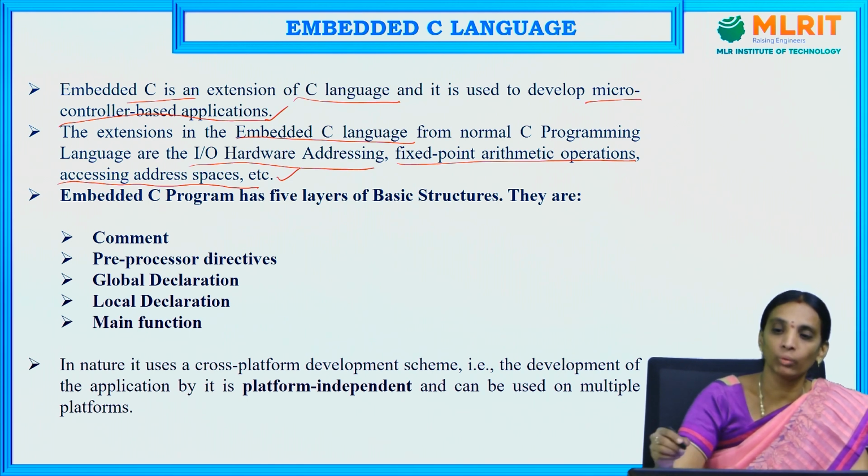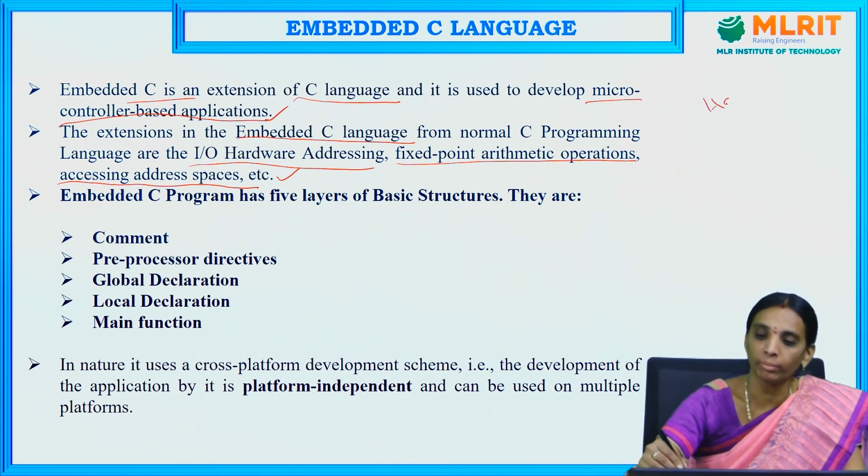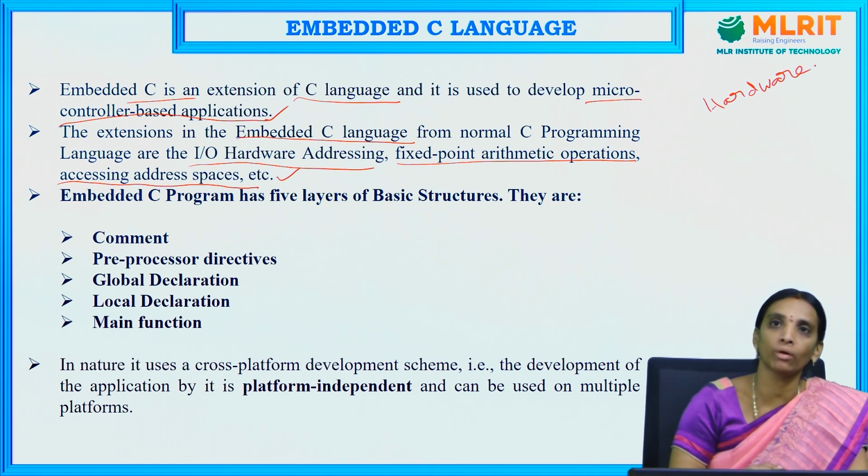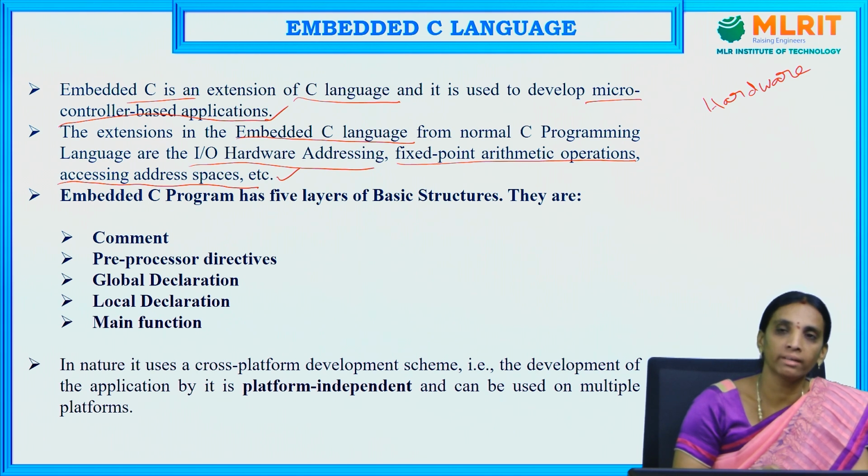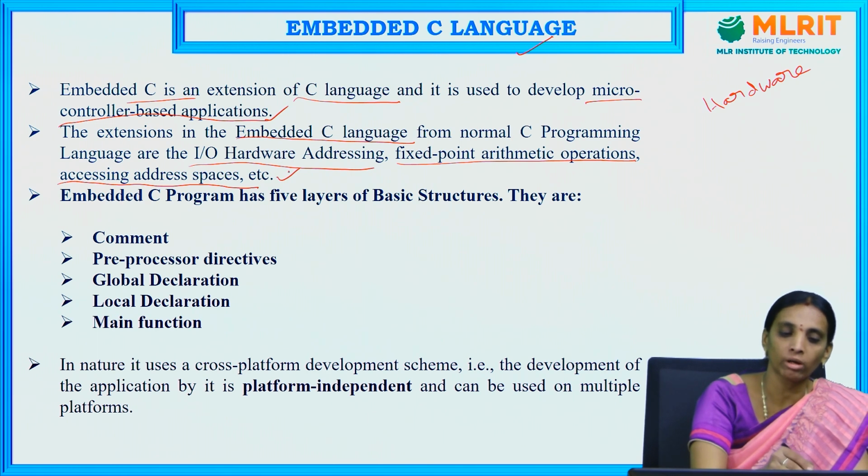In C language, we are not using any hardware dependent programming. We are not considering the hardware parts used in that design, so we are writing general purpose programs. But in embedded C language, it is specifically intended for the hardware used in that embedded system.